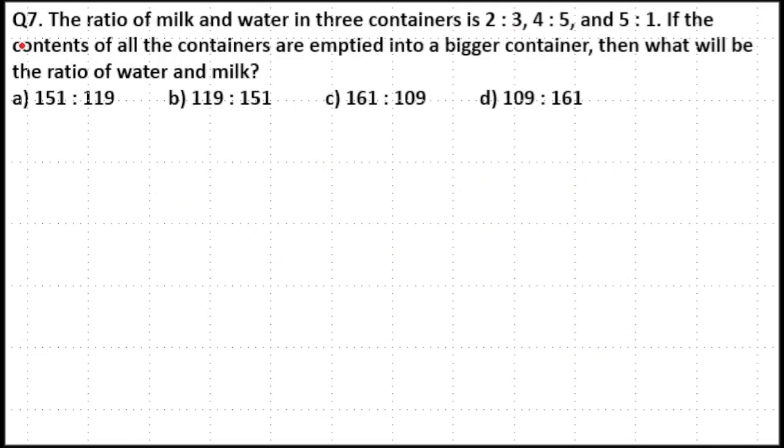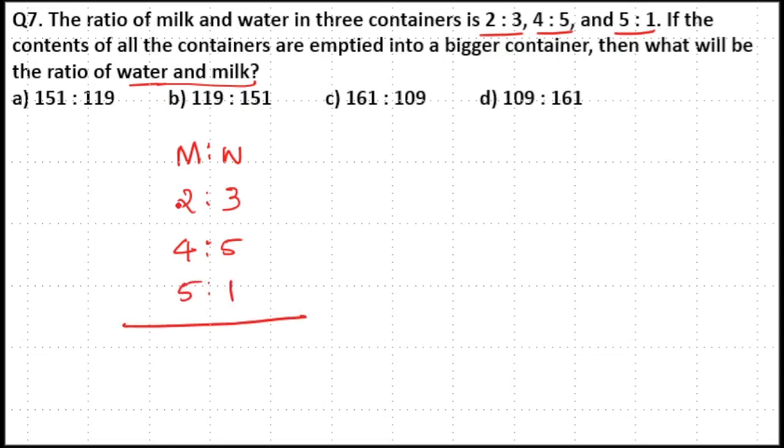Next is question number 7. The ratio of milk and water in 3 containers is 2 is to 3, 4 is to 5 and 5 is to 1. If the contents of all the containers are emptied into a bigger container, then what will be the ratio of water and milk? Water and milk. So we have milk and water in the ratio in first container, it is 2 is to 3. Second container, it is 4 is to 5. Third container, it is 5 is to 1. Now 2 plus 3 is equal to 5 parts. 4 plus 5 is equal to 9 parts. 5 plus 1 is equal to 6 parts.